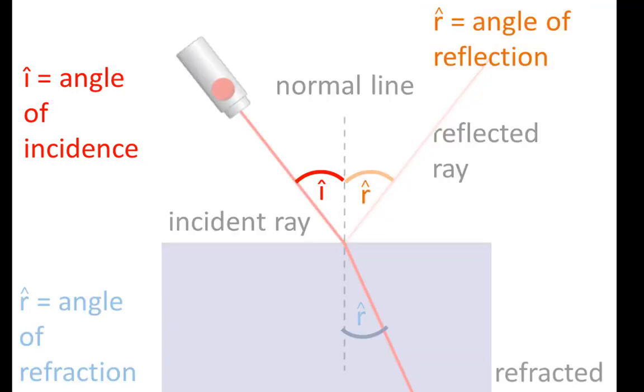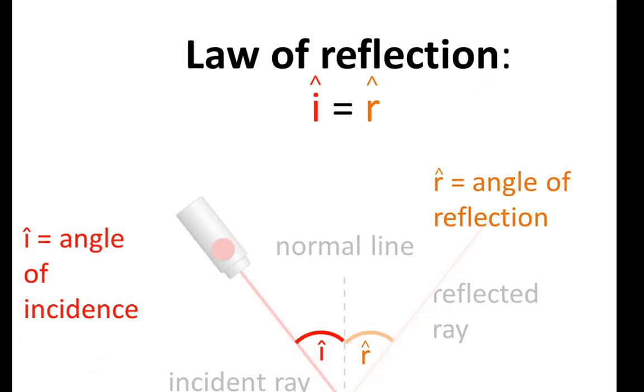Now, so far we have been disregarding the reflection and focusing just on the refraction. But let's now look at how the angle of incidence and the angle of reflection compare to one another. And this is described by the law of reflection. Always the angle of incidence is equal to the angle of reflection.